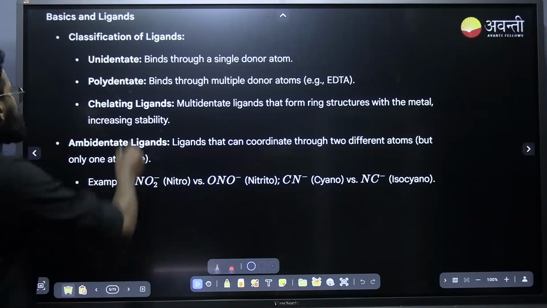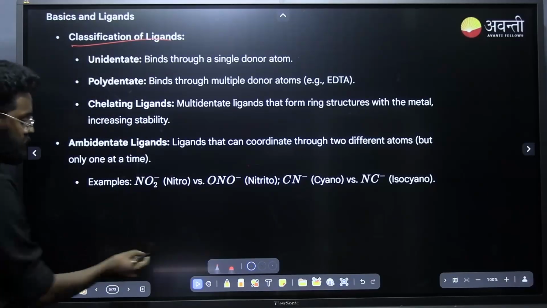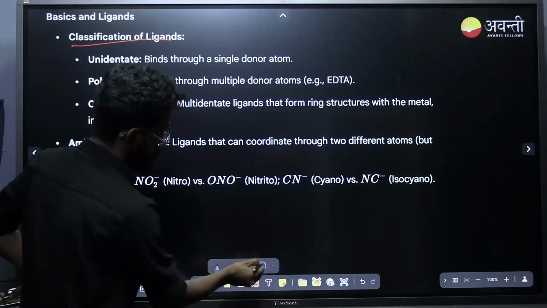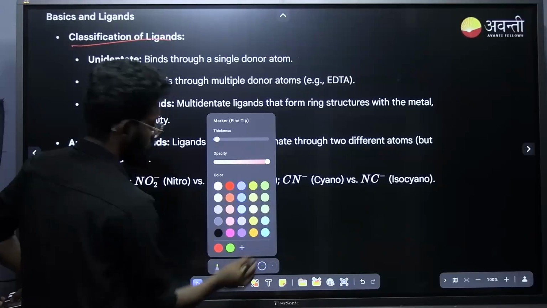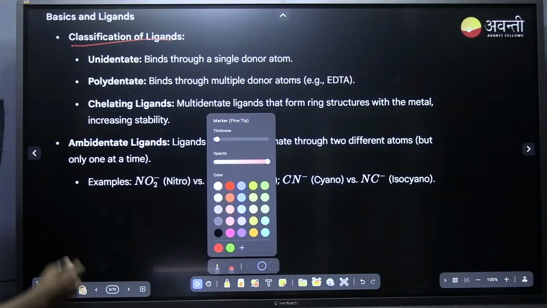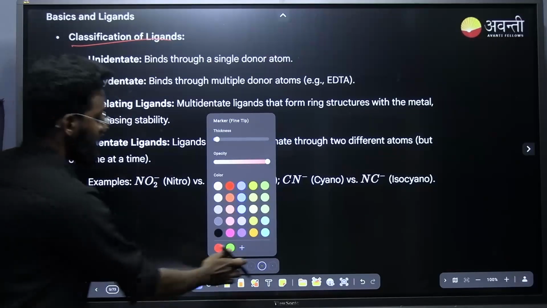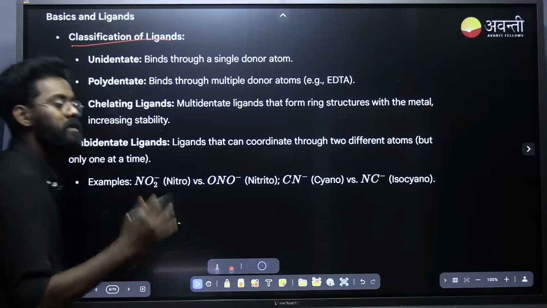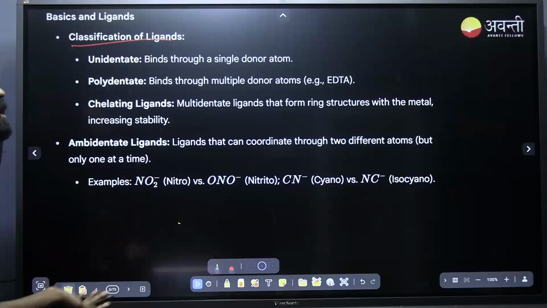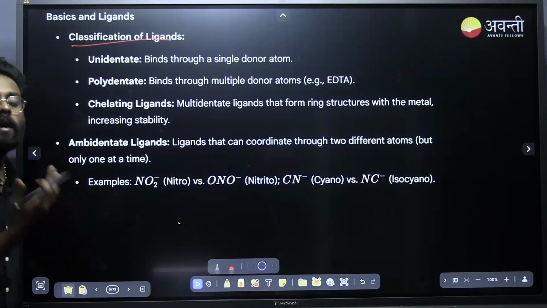First we will be going into the classification of ligands based on denticity. What is meant by denticity? Denticity is the number of donor atoms present in a single ligand that are attaching to a central metal atom. That is what denticity means.